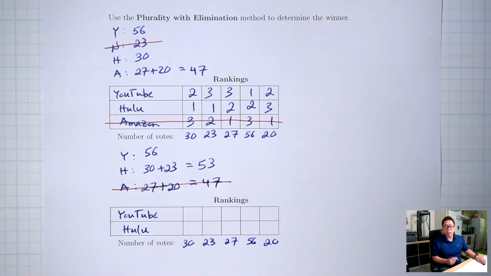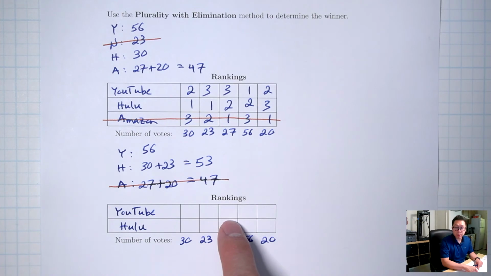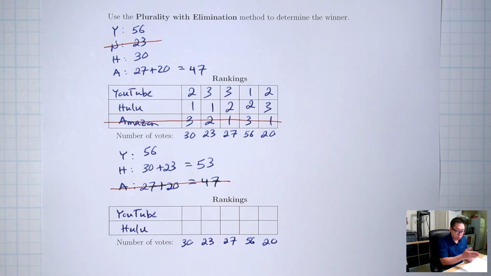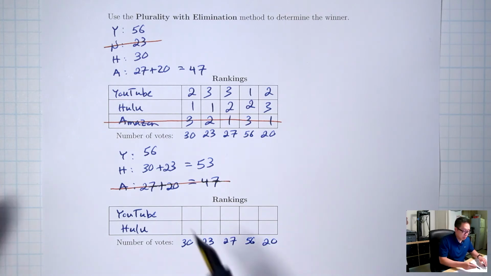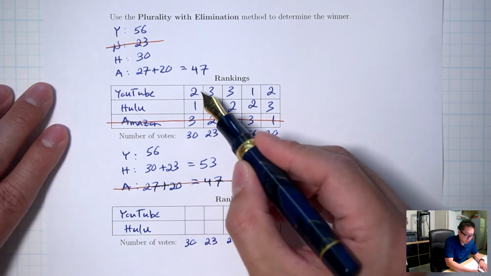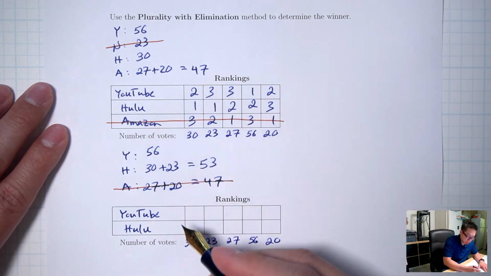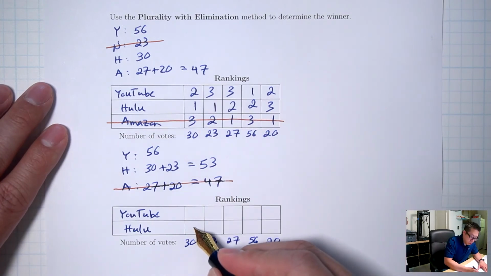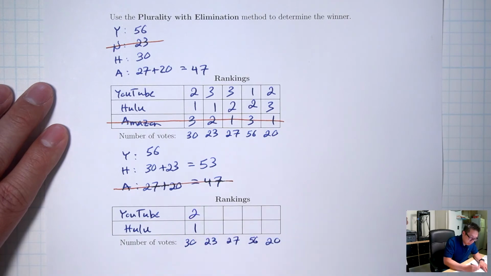And then we have to re-rank again. So because there's only 2 candidates left, I should only have 1s and 2s in here. Okay, so same thing as before. Go through column by column and ask yourself, who do they like the most? And then who do they like next? So for these 30 people, 2 versus 1, they like Hulu the most. Hulu is going to get 1, which means YouTube will get 2.